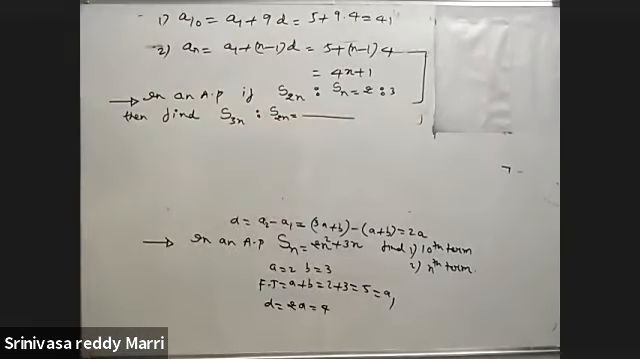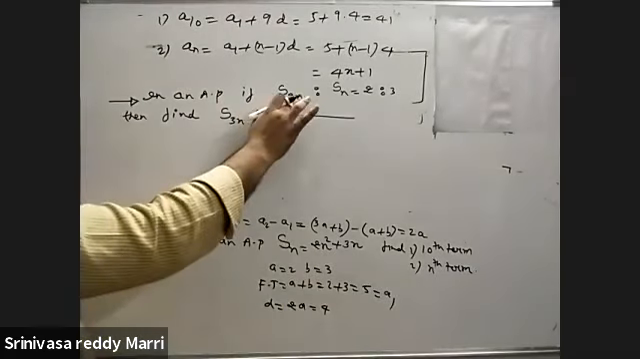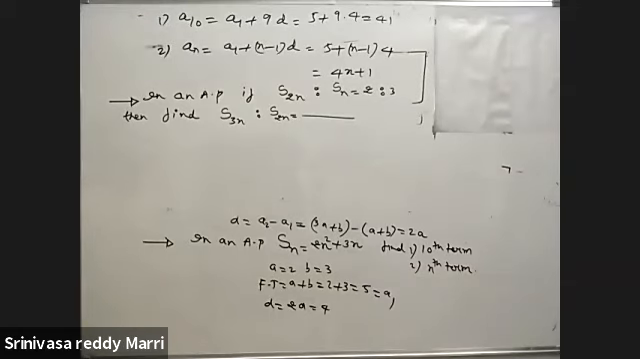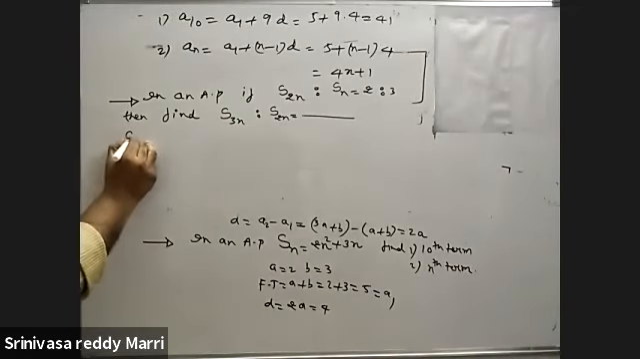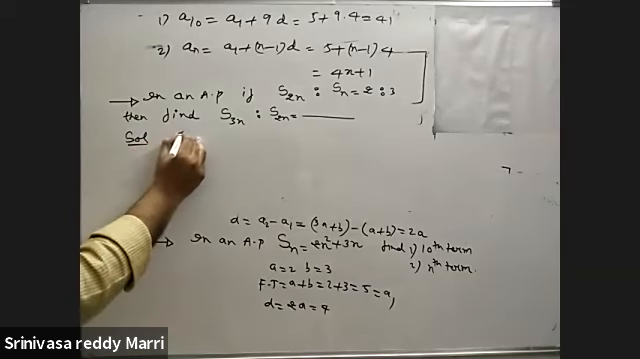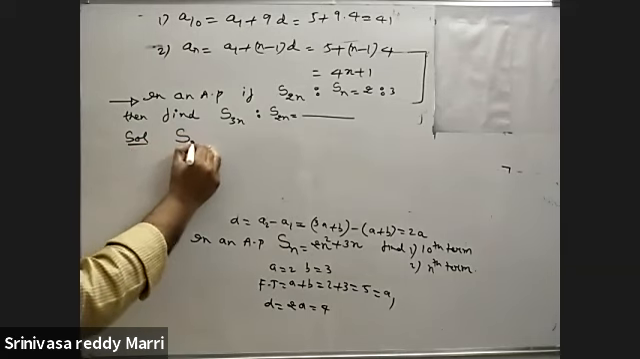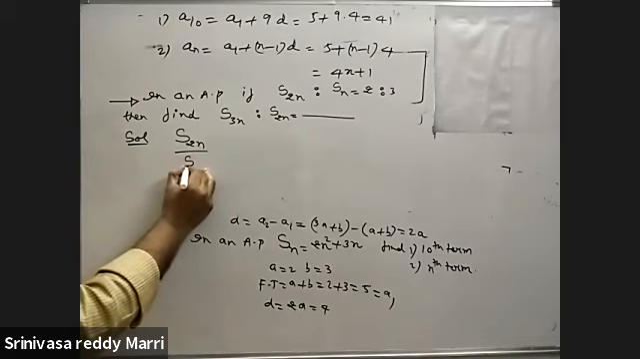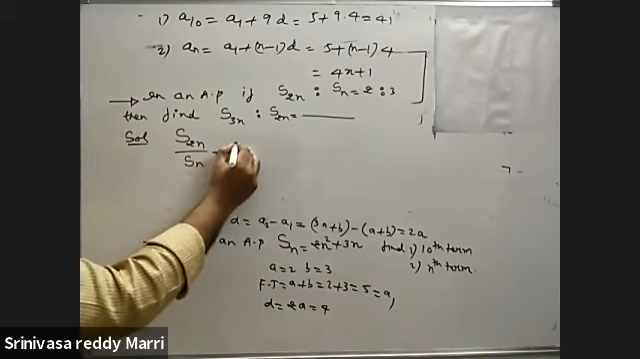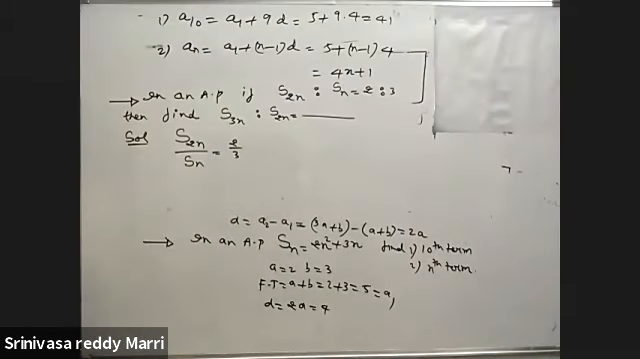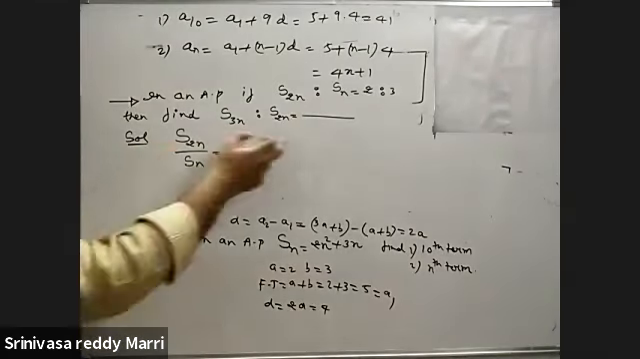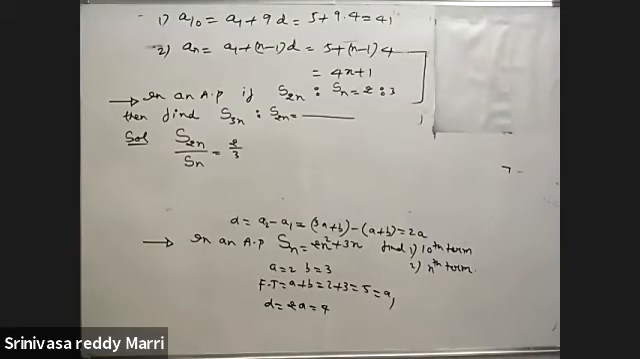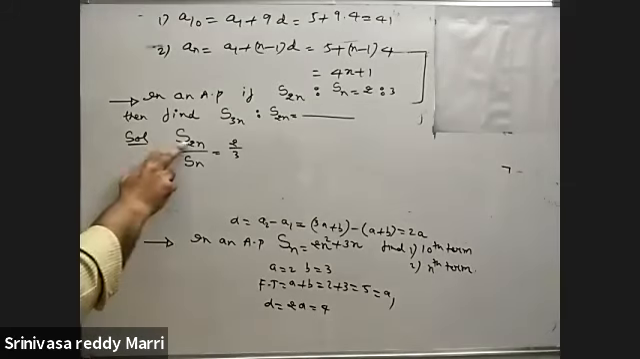In an AP, given the ratio, S2n means what? Sum of first two n terms. Sum of first two n terms is 2n by 2 into 2a plus 2n minus 1 into d. Like that you can write that one.